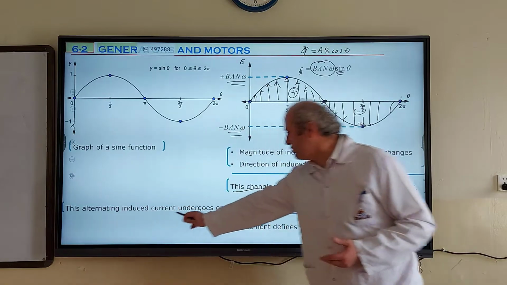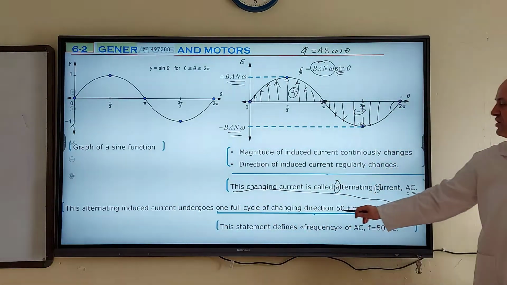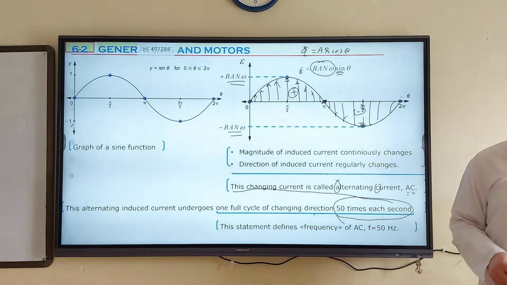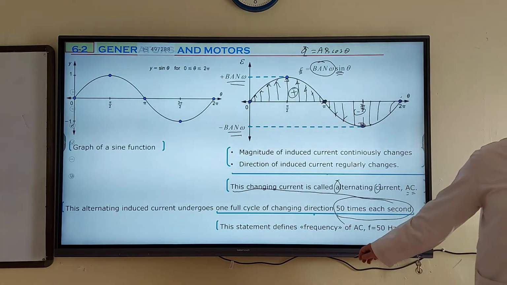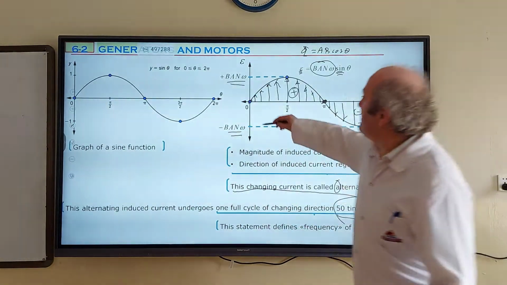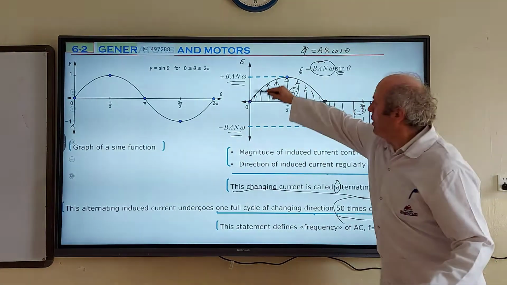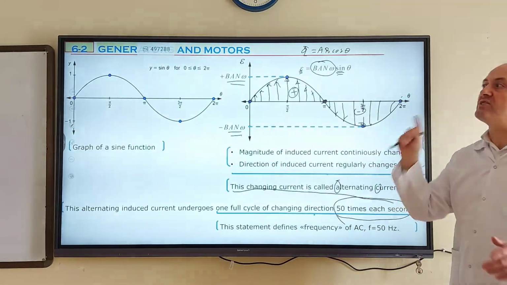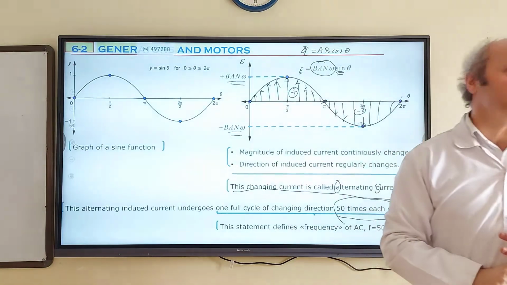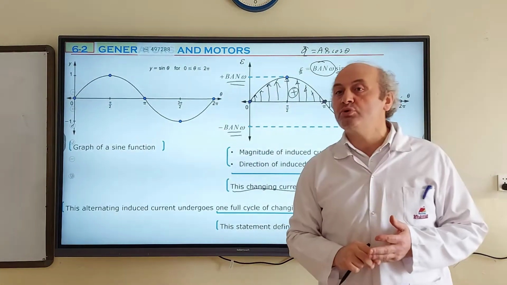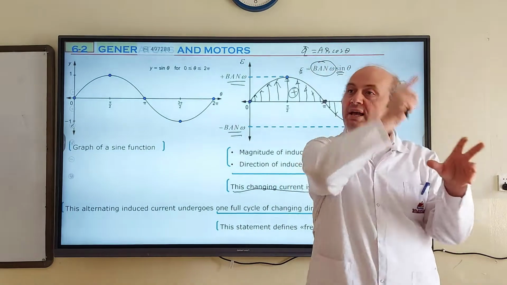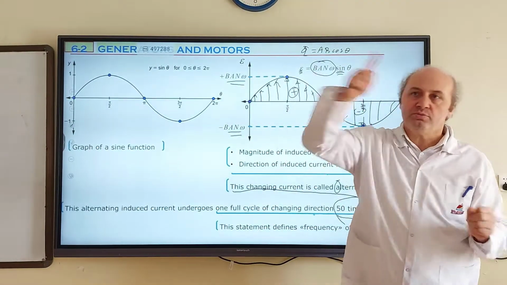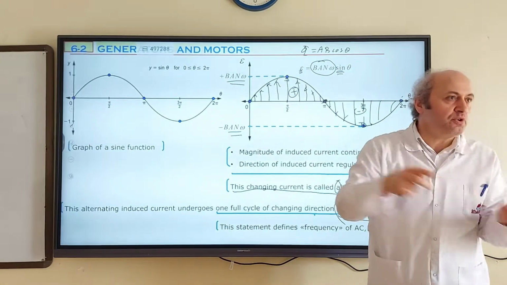So the alternating induced current undergoes one full cycle of change in direction 50 times each second, which defines the frequency of this alternating current, 50. And there are 50 cycles. 1 cycle, 2 cycles, 3 cycles, 4 cycles. In 1 second, there are 50 cycles. And each cycle is produced while the loop is rotating once. 1 rotation produces 1 cycle. A second rotation produces 2 cycles. 3 rotations produce 3 cycles.